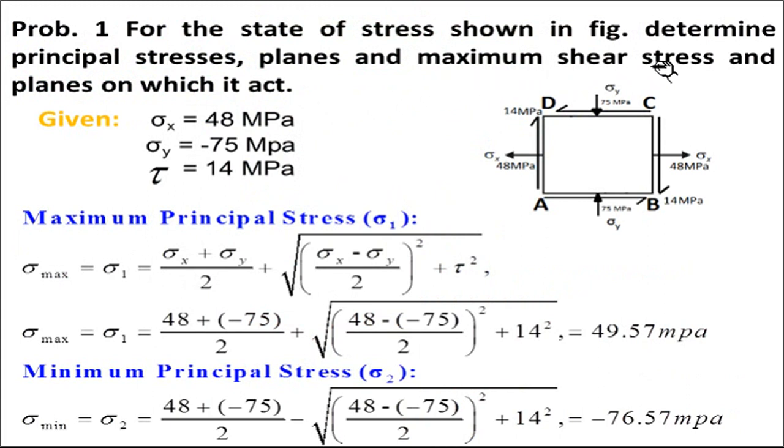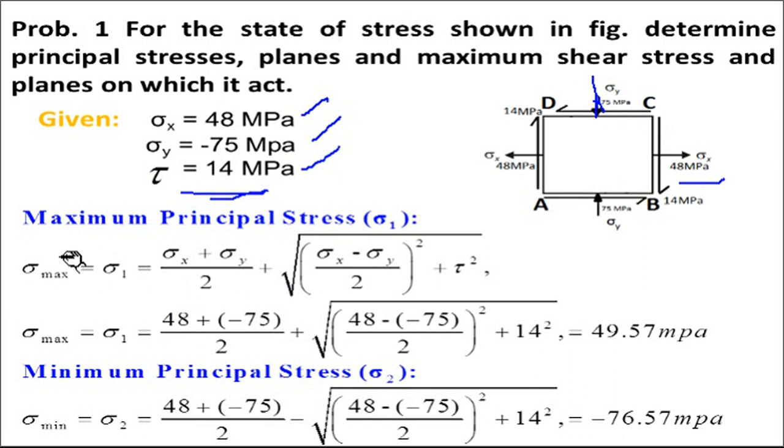For the state of stress shown in the figure, determine the principal stresses, the planes, and the maximum shear stress and the plane on which they are acting. Sigma x is mentioned, sigma y is mentioned, tau is mentioned. Here you can see sigma x is 48 MPa acting away, sigma y is acting towards the element, which means it is compressive, so sigma y is minus 75, and tau is plus 14.